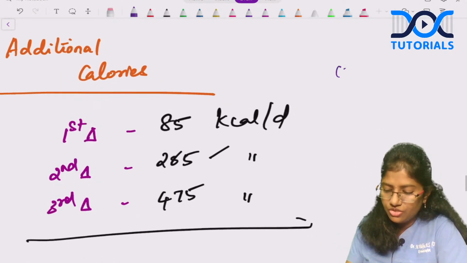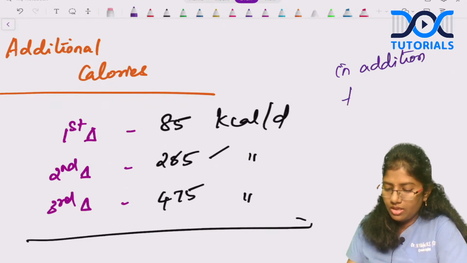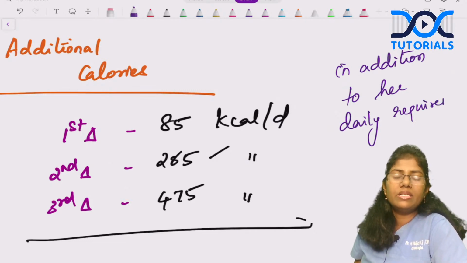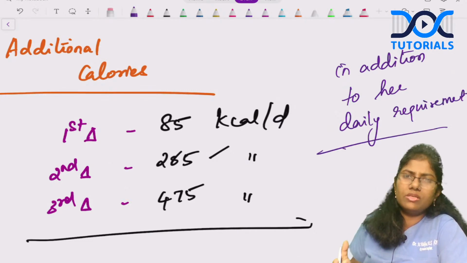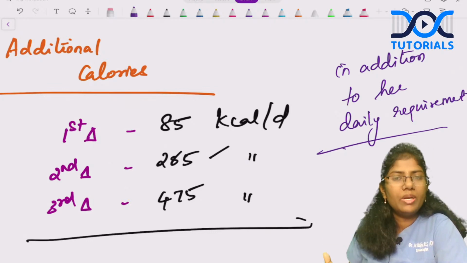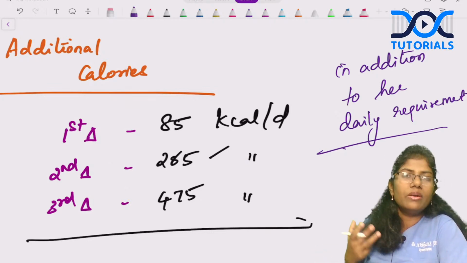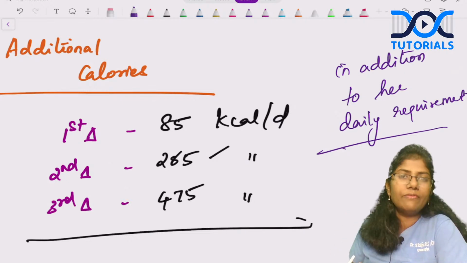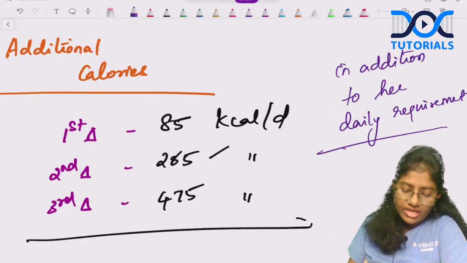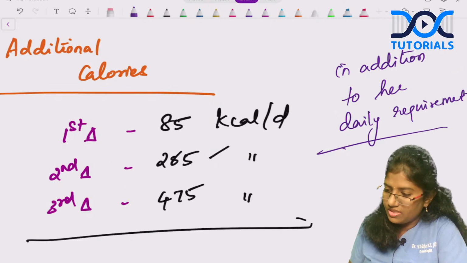and this is in addition to her daily requirement, okay. Supposing a lady requires 1900 kilocalories, someone who is very sedentary, then 1900 plus 85 will be her requirement in the first trimester, okay. If she requires say 2200, 2300 in the non-pregnant state, she would require another 85 along with her routine requirement during pregnancy in the first trimester, okay.